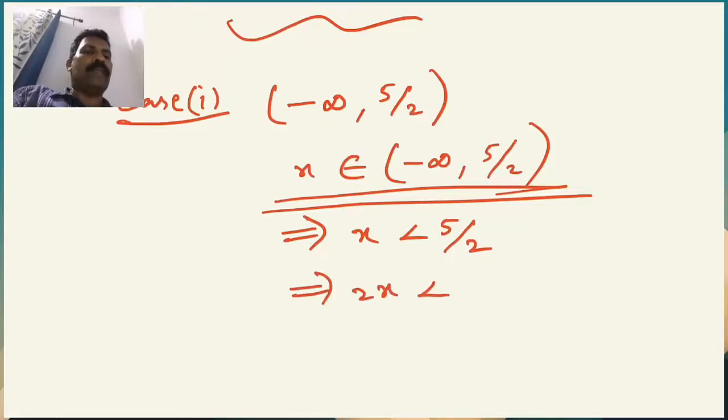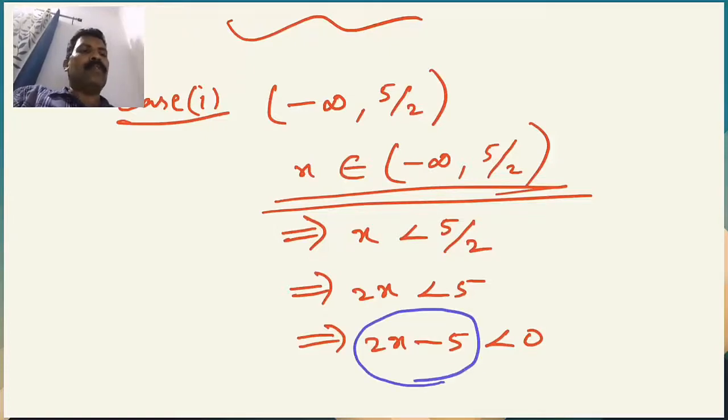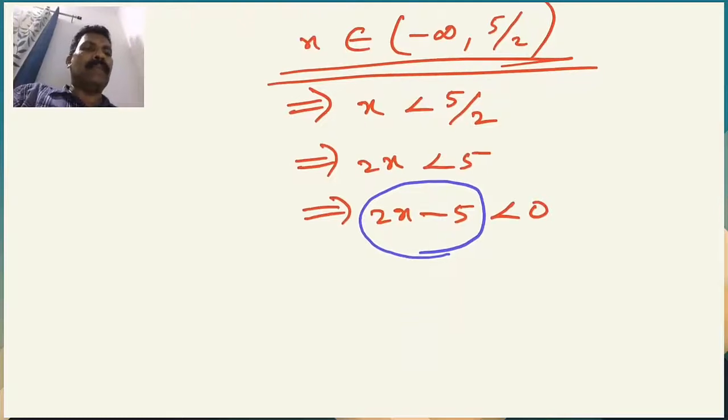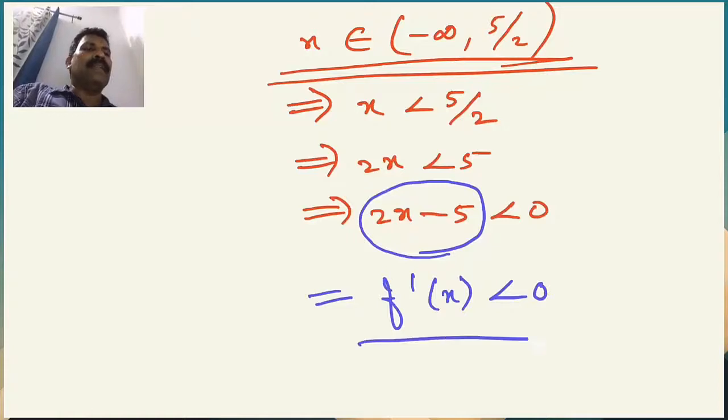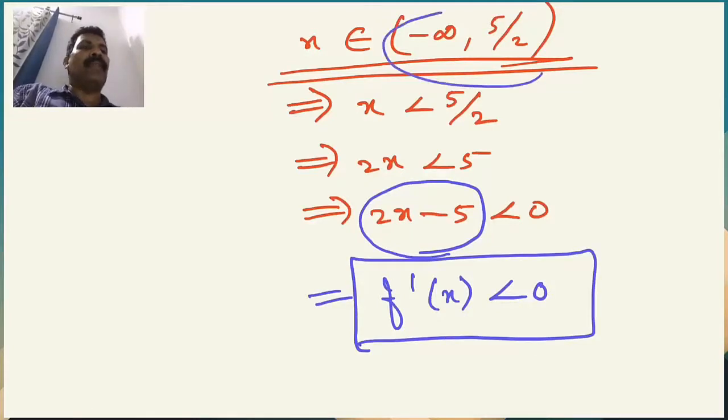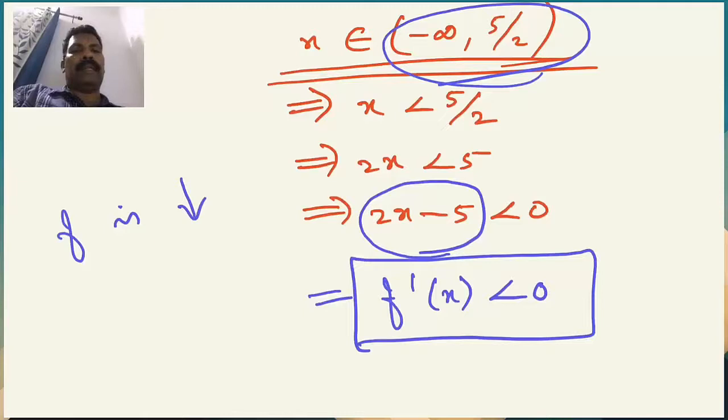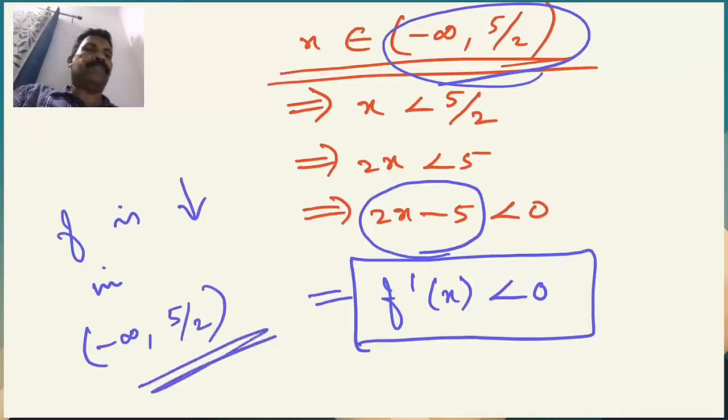So which implies 2x will be less than 5. So which implies 2x minus 5 will be less than 0. And you see, what about this 2x minus 5? This 2x minus 5 is nothing but our derivative f dash x. So f dash x is negative in that interval, which means the given function is strictly decreasing in this interval negative infinity to 5 by 2.